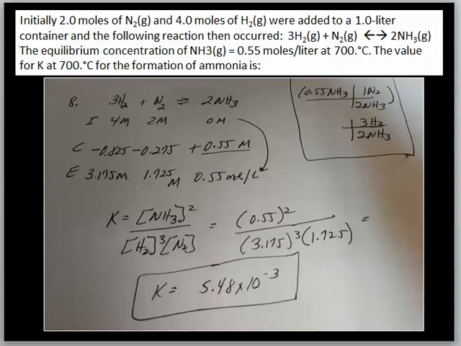So making sure that you lose on the reactant side and gain on the product side, you get your equilibrium amounts, write your expression, put your values in, making sure to cube and square, and you get a K of 5.48 times 10 to the negative 3. Again, indicating that when this reaction has reached equilibrium at this temperature, you still have mostly reactants. And you can see in the problem the equilibrium values you do have. You went from 4 molar down to only 3.175, 2 molar to 1.725, and you only gained 0.55 ammonia.